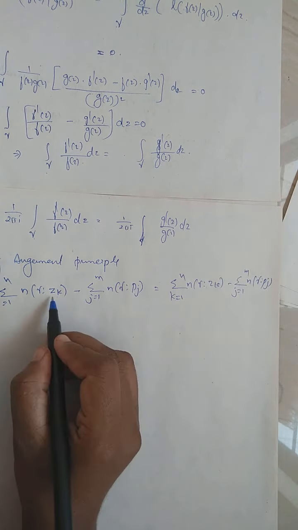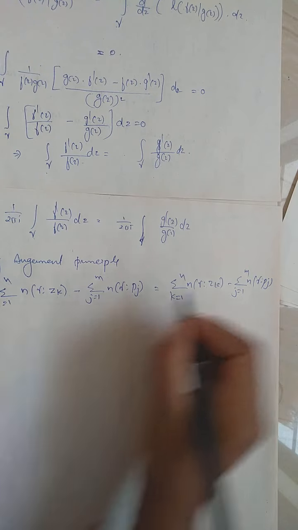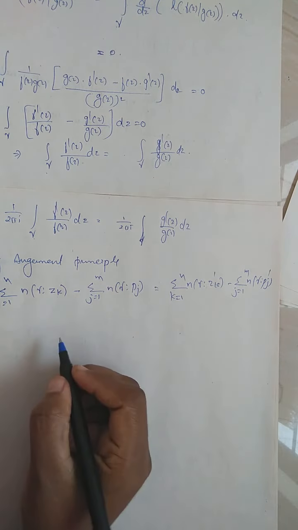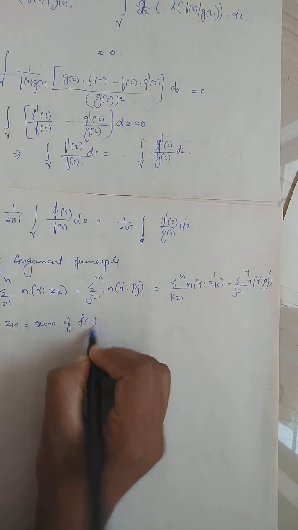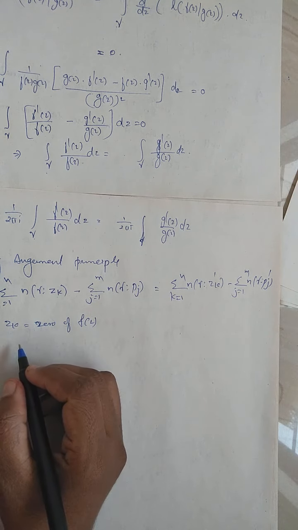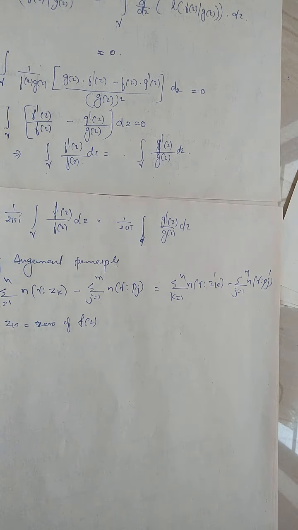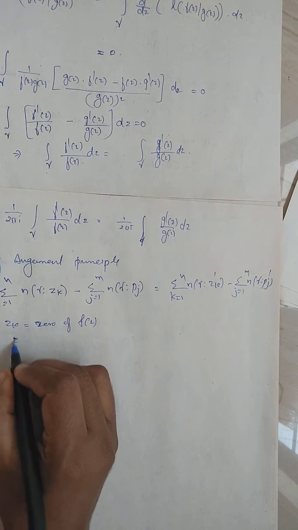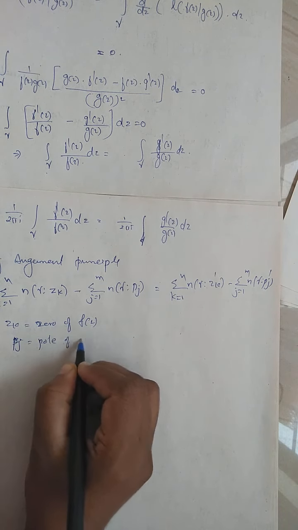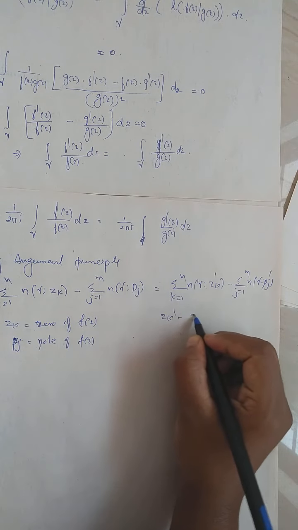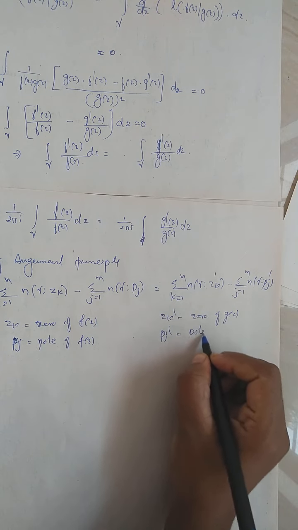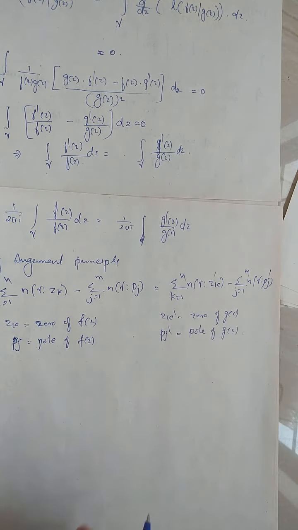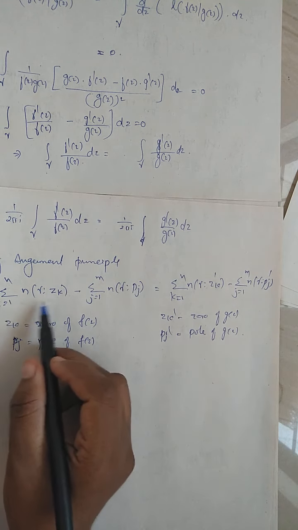And note that for g I will write a_k prime and p_j prime. Here a_k is the zero of f in that region, p_j is the pole of f, a_k prime is the zero of g(z), and p_j prime is the pole of g(z). Then this means the number of zeros minus the number of poles.